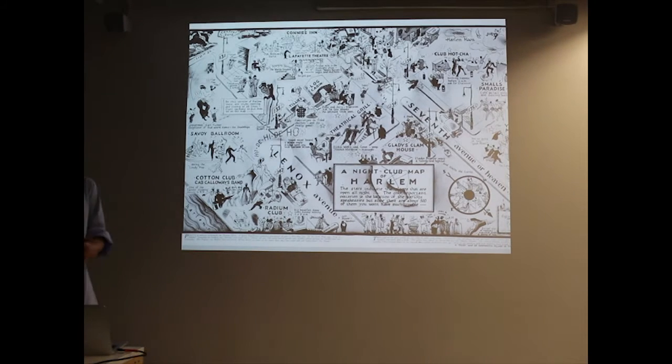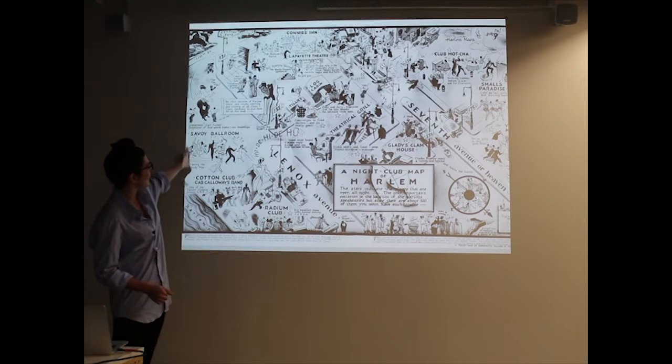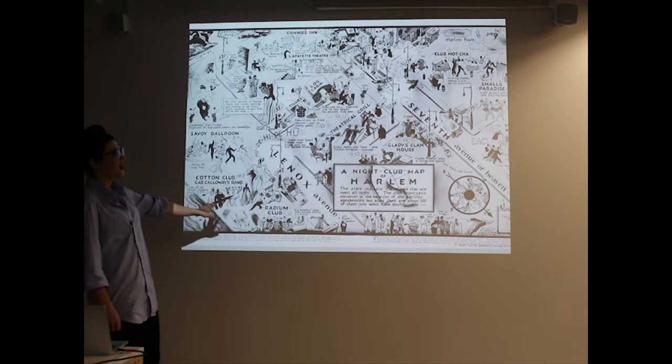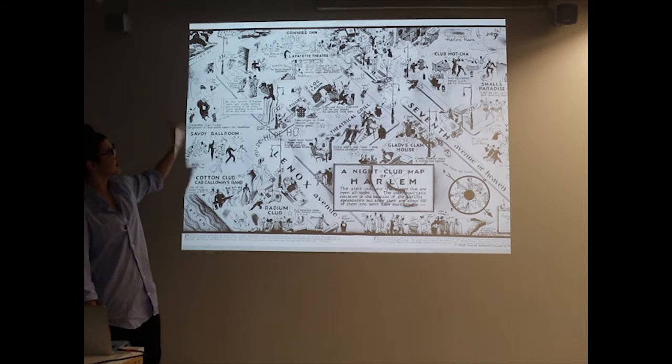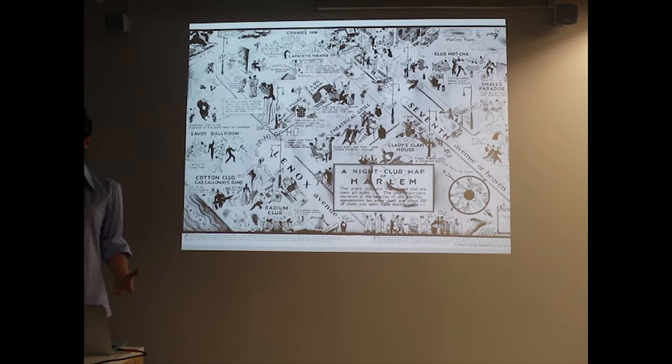So I have for you a nightclub map of Harlem. This is one of the greatest documents ever. It's got so many beautiful details on it. Here we have Lenox Avenue and the Savoy Ballroom doing the Lindy Hop over here. We also have the Cotton Club and a lot of other landmarks that you might know, because this was the home of jazz and jazz dancing, swing and swing dancing in the 1920s, 30s, 40s.